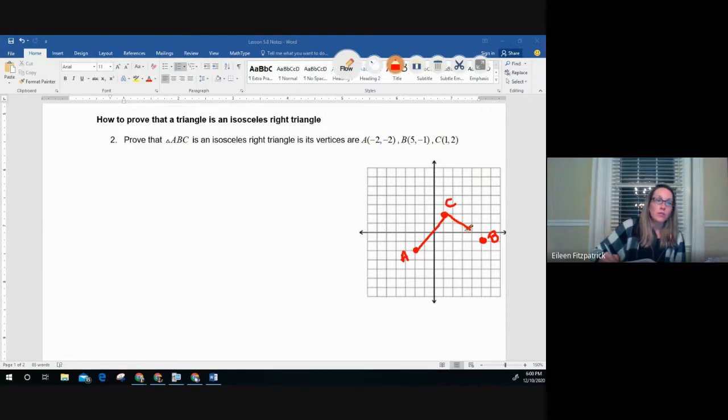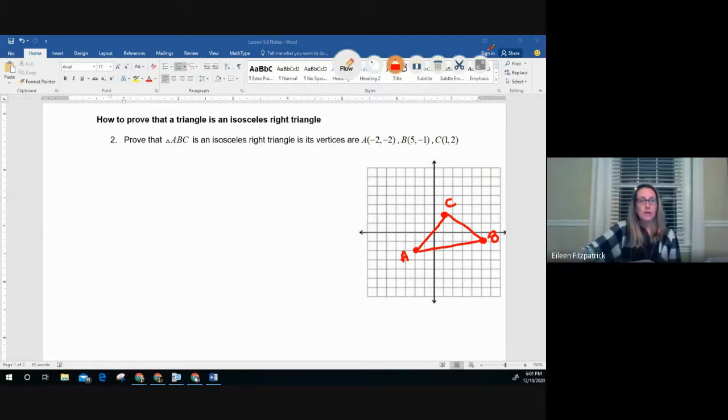So we already know how to prove whether or not it's right. We did it above. To prove that it's a right triangle, we have to calculate the slopes and look for opposite reciprocals. And then how are we going to prove that it's isosceles? What does it mean for a triangle to be isosceles? It means that at least two of the sides are congruent.